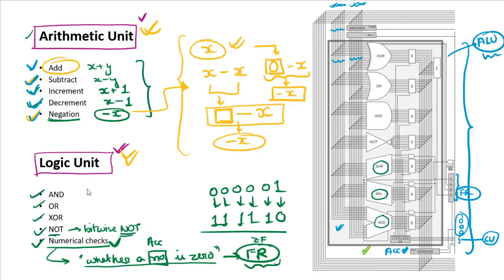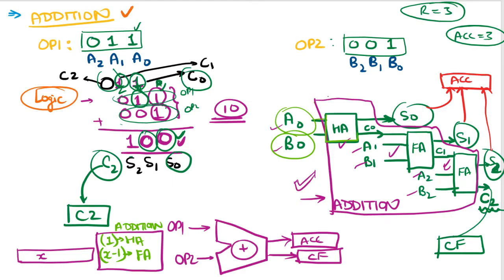So let's take one example from the logic unit as well, right? So what should we take? Let's take a numerical check whether a number is zero. Let's check how this zero flag is getting populated. Let me add one slide here, just a minute. Okay, so let's start a discussion. Let's do the numerical check, which is checking if zero.